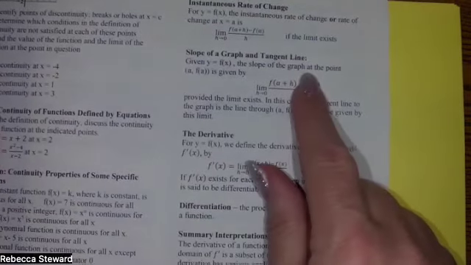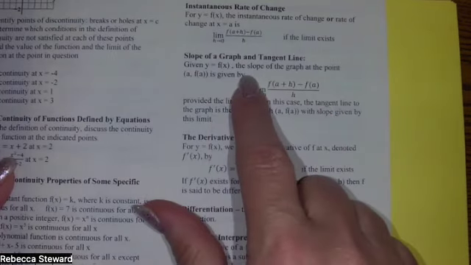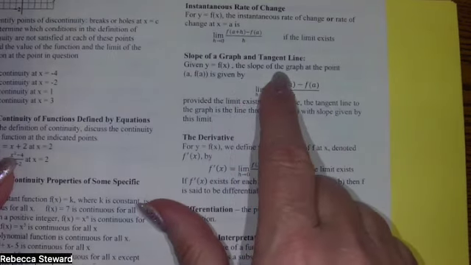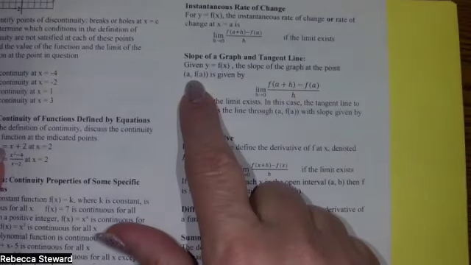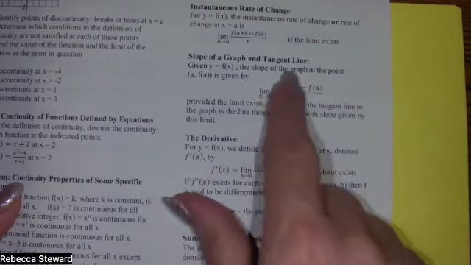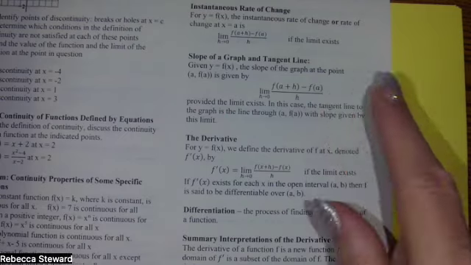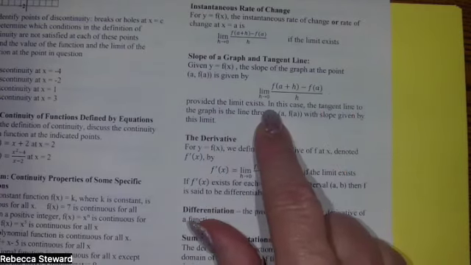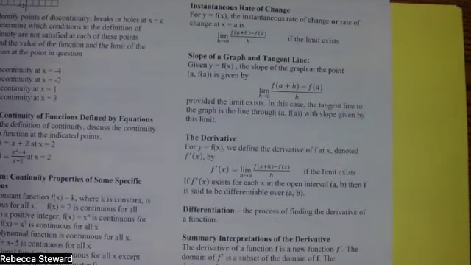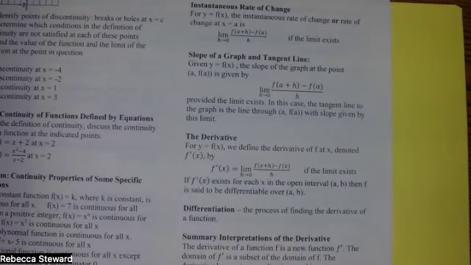We also have the slope of a graph and tangent line. So given y is equal to f of x, the slope of the graph at point a, comma, the function at point a is given by this. You're going to notice that those are basically the same thing, provided this limit exists. And in this case, the tangent line to the graph is the line through that point with the slope given by the limit.